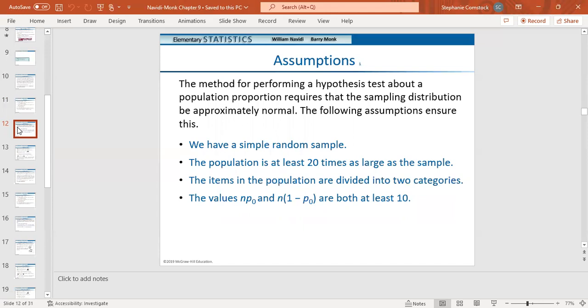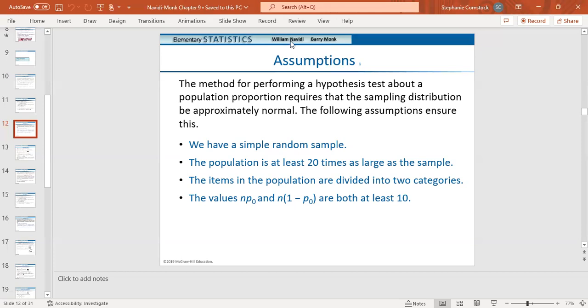The items in the population are in two categories. Going back to the virtual reality example, the ones that say yes, virtual reality would be better, and the ones that say I don't think it would necessarily make it better, it might just keep it the same. And the values of N times P naught and N times 1 minus P naught are both at least 10. We saw that when we did our central limit theorem for population proportion.